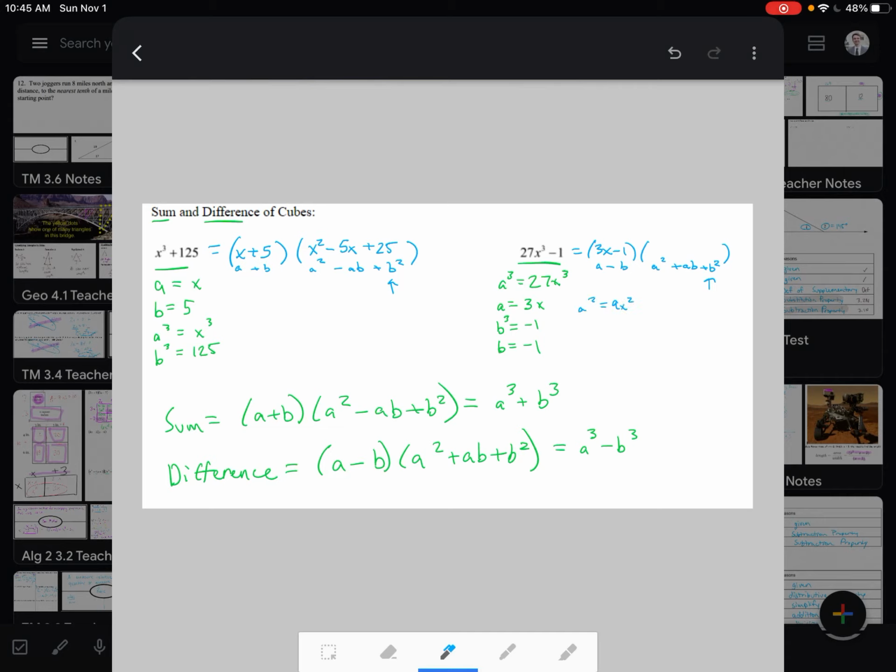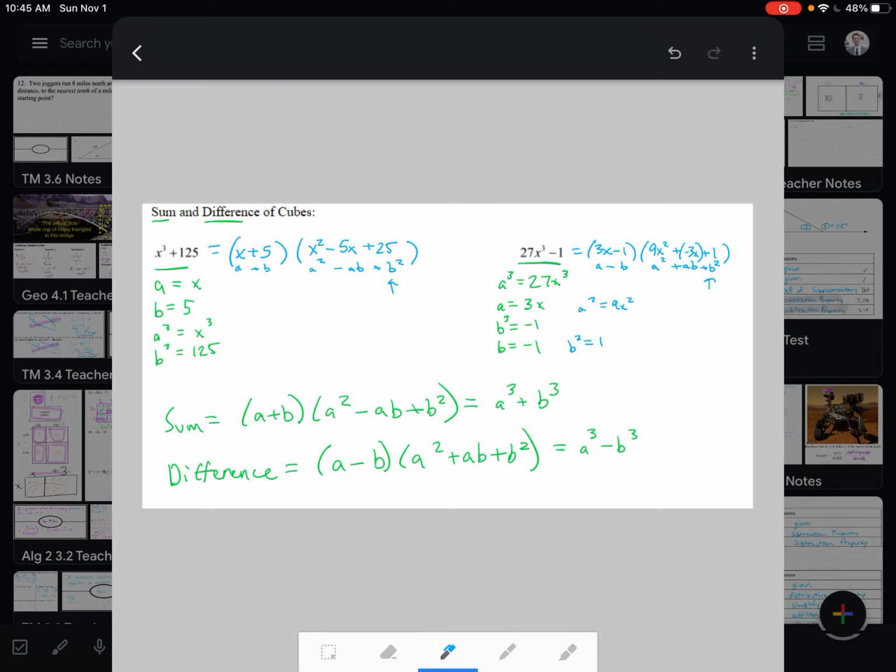A squared, I'll write this down here to be clear, is 9x squared. 3 times 3 is 9, x times x is x squared, plus a times b. Well, a is 3x, b is -1, so that would be plus -3x. And then our last term, plus b squared. Well, b squared is actually +1, because -1 times -1 is +1. So that would be our final factored answer for each of these.